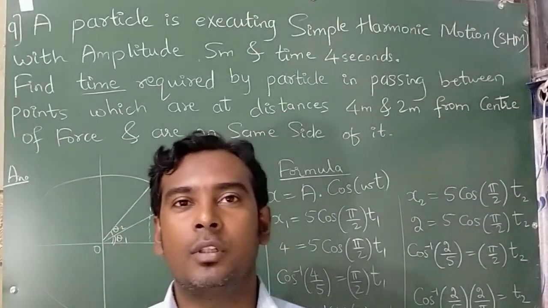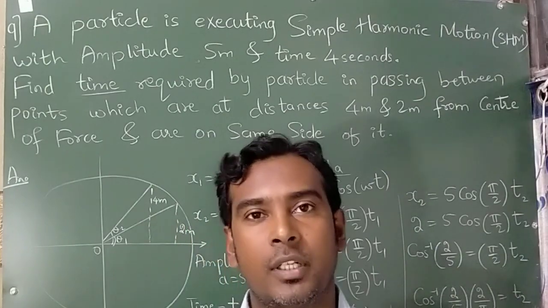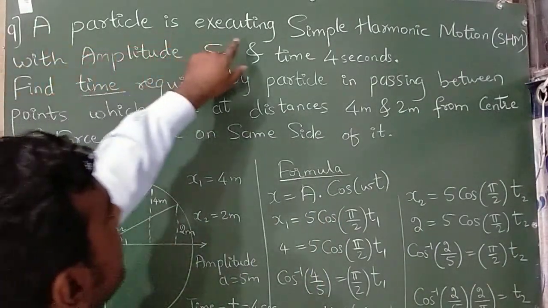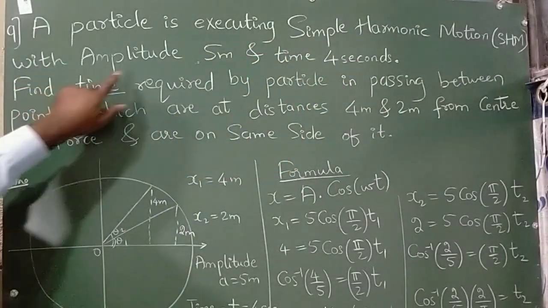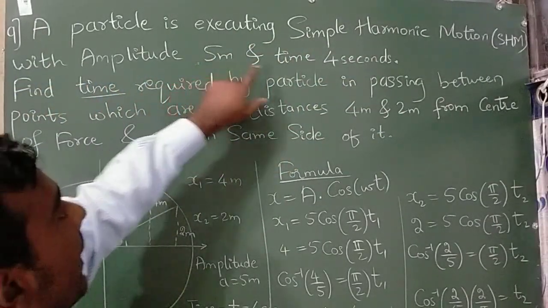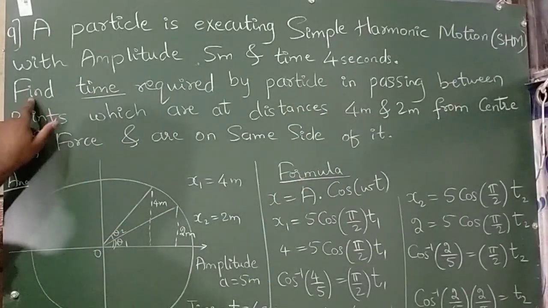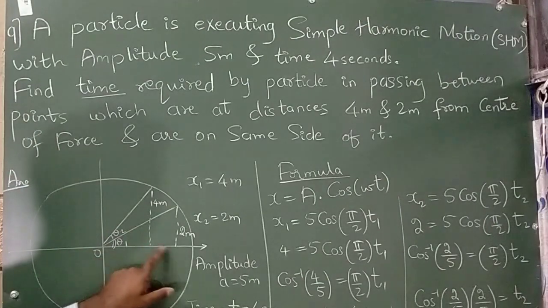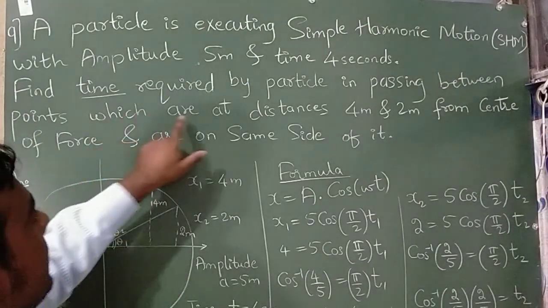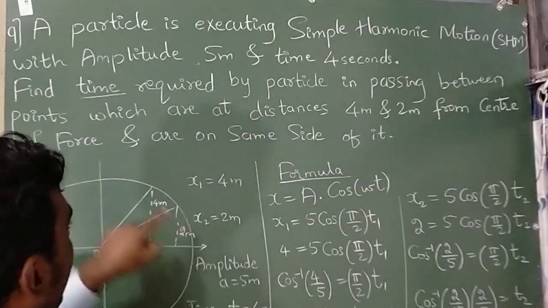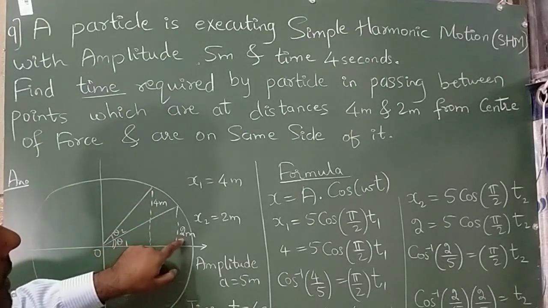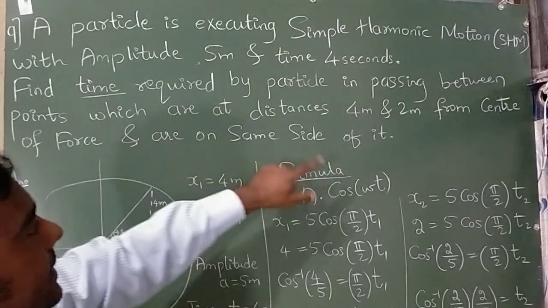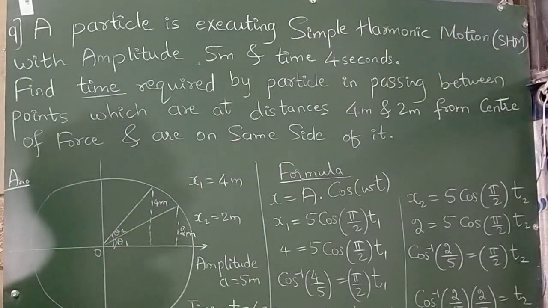Today I am going to teach simple harmonic motion sums. In the ninth question, a particle is executing simple harmonic motion with the amplitude 5 meters and the time period 4 seconds. Find the time required by the particle in passing between the points. It means these 2 points which are at a distance 4 meter and 2 meter. You can see this is at 4 meter and this is at 2 meter from the center of the force, that is this, and they are on the same side.